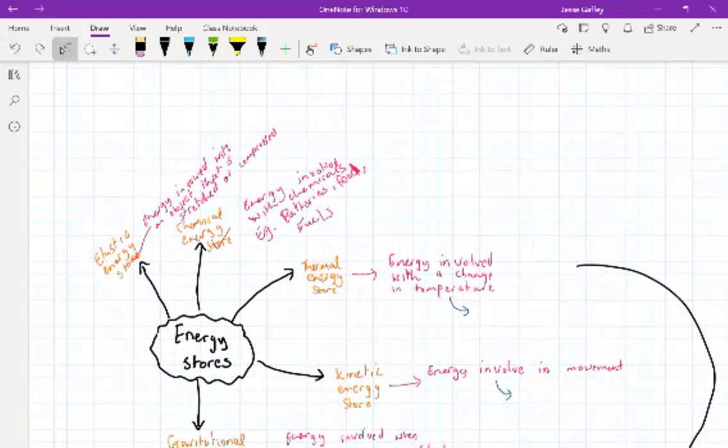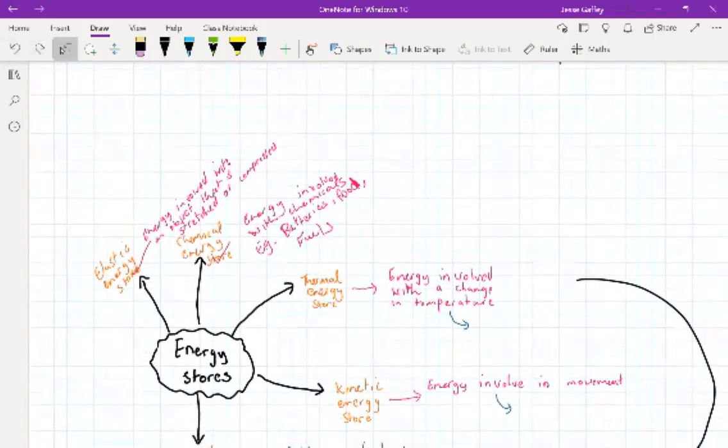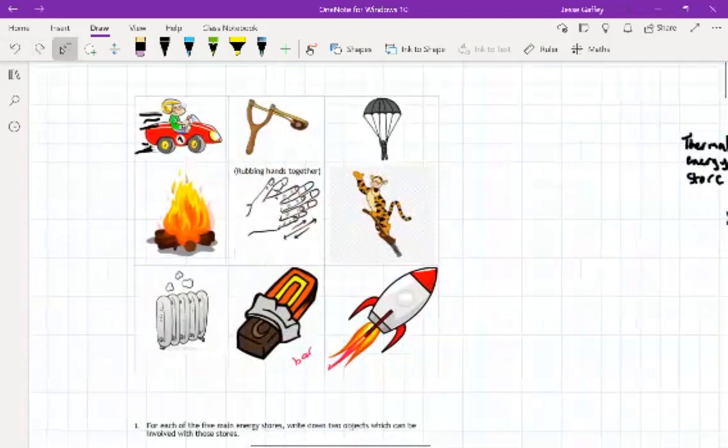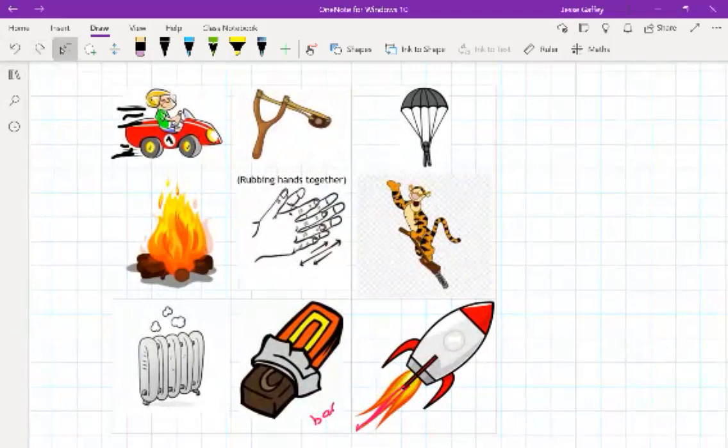Okay, so again, if you didn't have any of that stuff, you should add the detail in a red pen now. And now it's time to do some practice. Okay, so what I have for you here is I have 9 pictures. And what I want you guys to do is I want you to tell me which energy stores are involved with each picture.